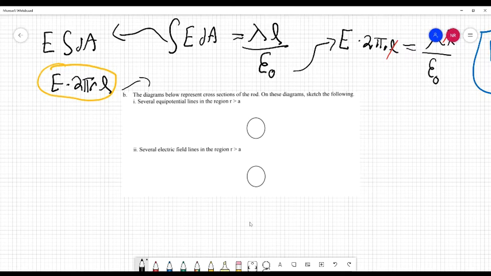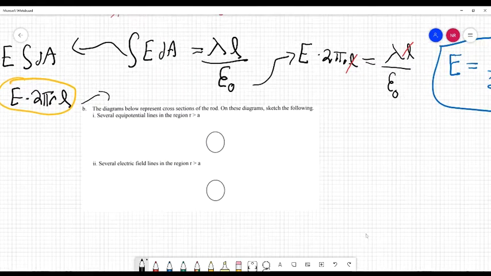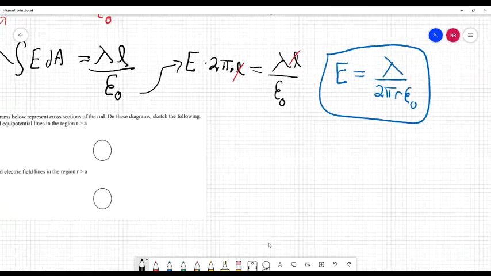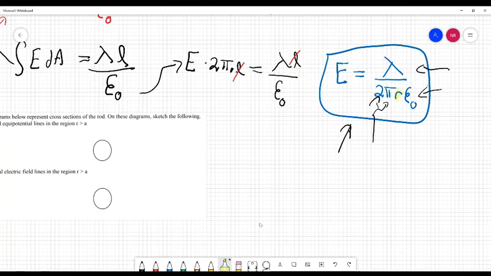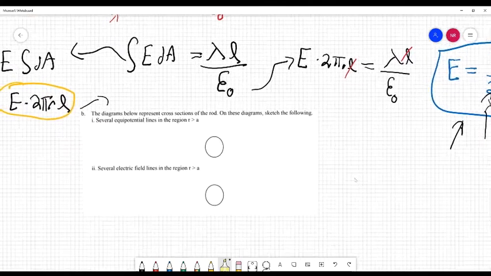So the important thing for equipotential lines around a rod like this is that the electric field or the electric potential will depend on the radius. As you can see from the formula we just derived for the electric field, lambda is a constant, epsilon naught is a constant, and 2 and pi are also constants. So the only variable in that entire equation is this r. I'll highlight that. So the only variable is the r, and that's going to be the only thing that affects the potential as well.